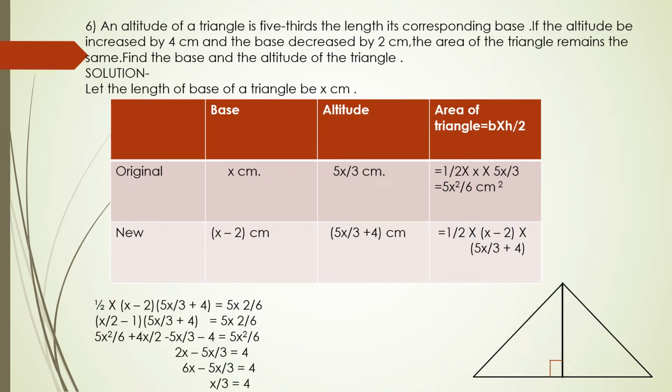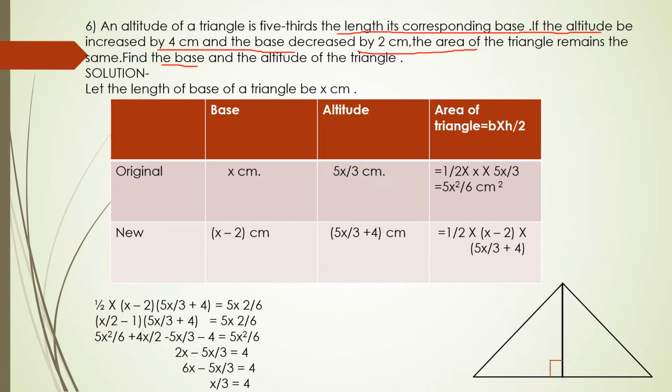Now coming to the questions based on triangle. An altitude of a triangle is 5/3 the length of its corresponding base. If the altitude is increased by 4 centimeter and the base is decreased by 2 centimeter, the area of the triangle remains the same. I am simply reading it for you because I want you to understand by reading on your own. Find the base and altitude.